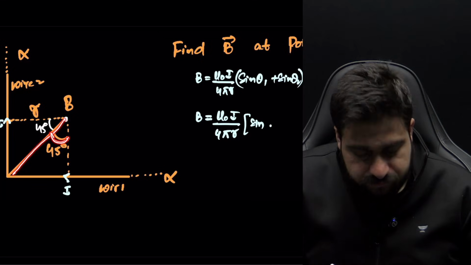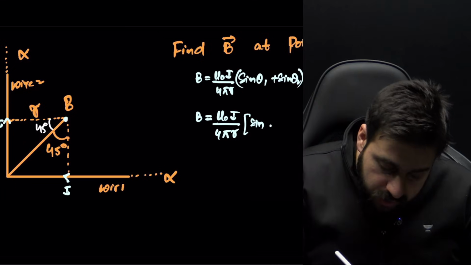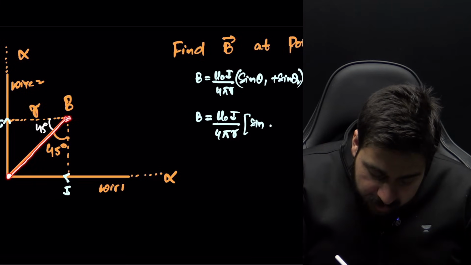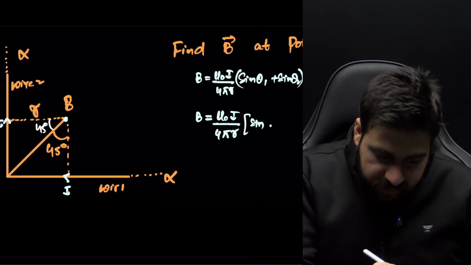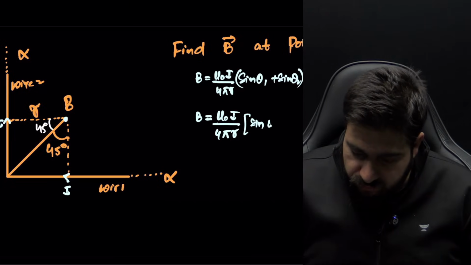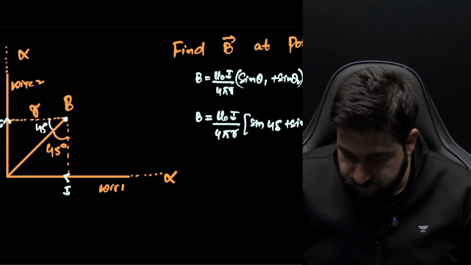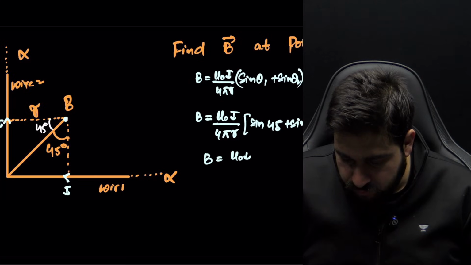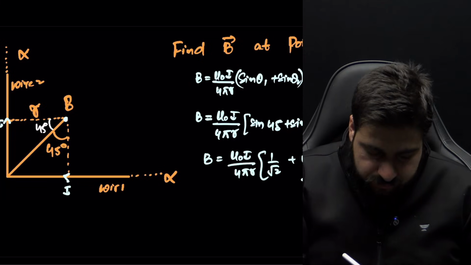This is theta 1. And theta 2 will be, guys, how do we make theta 1 and theta 2? Join that point with one end of the wire. Join that point with another end of the wire, which is at infinity. So theta 2 will be 90. So we say sine of 45 plus sine of 90. So magnetic field will be mu naught I divided by 4 pi r. Sine 45 is 1 by root 2. Sine 90 is 1.